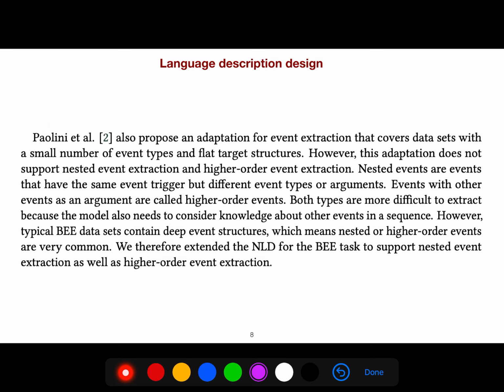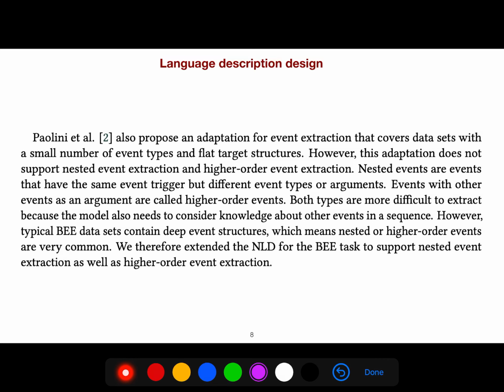So as I said, Paolini proposed an adaptation for event extraction that covers data sets with a small number of event types and flat target structures. However, this adaptation does not support nested event extraction and higher order event extraction. Nested events are events that have the same event trigger but different event types or arguments. Events with other events as an argument are called higher order events.